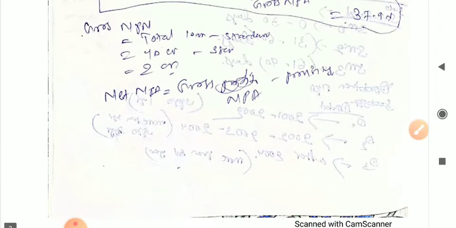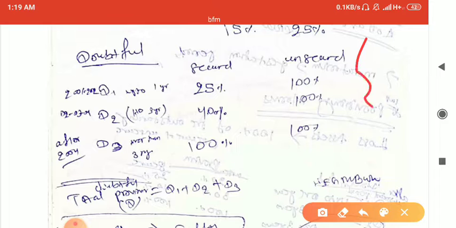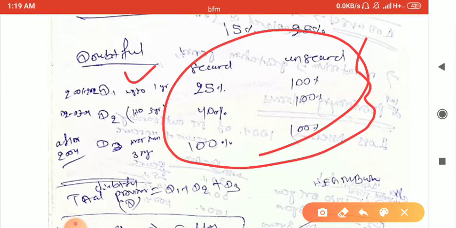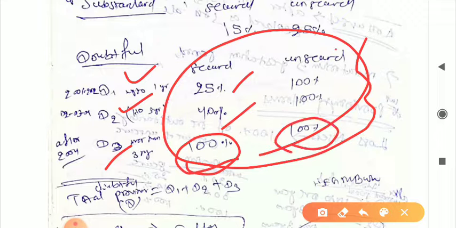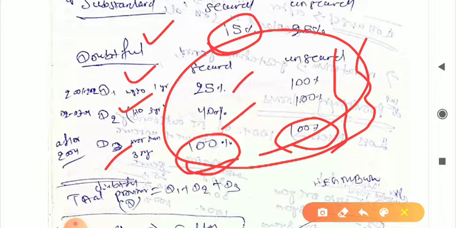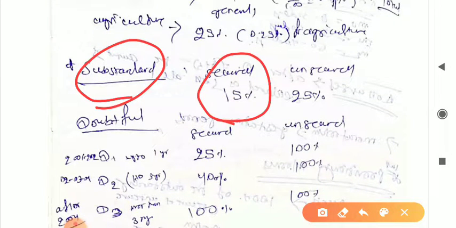So this is all about some asset classifications and provisions. From the exam point of view, you just need to remember this table. For D1 it is 25%, D2 40%, D3 100%. For all unsecured it will be 100%. For substandard, the secured percentage will be 15% and unsecured will be 25%, right?